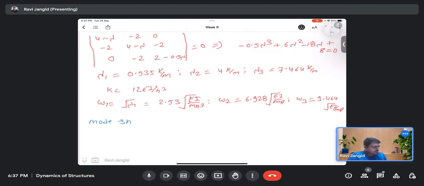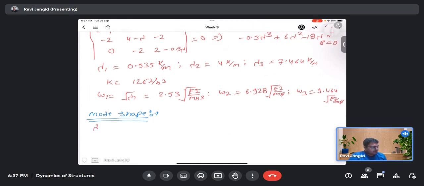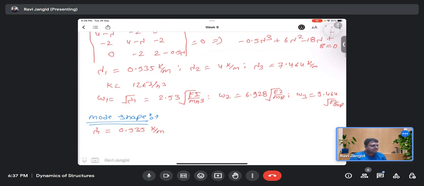Mode shapes. So can you find out the mode shapes for lambda 1 is equal to 0.535 k by m? Or you can directly put, instead of the k and m, the coefficient you are getting for the lambda.